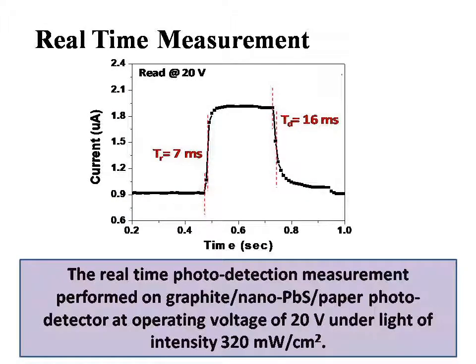Real-time measurement gives you the response and the recovery of that photodetector to the radiation. The response is very fast. The rise time is almost 7 milliseconds, and the decay time is almost 16 milliseconds. So the response time is really fast, 7 milliseconds. In this way we can say that the photodetector has a good fast response.